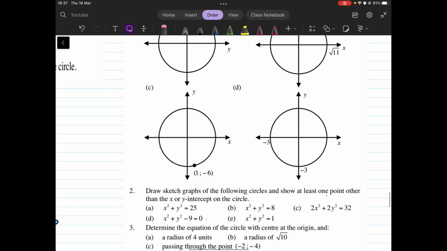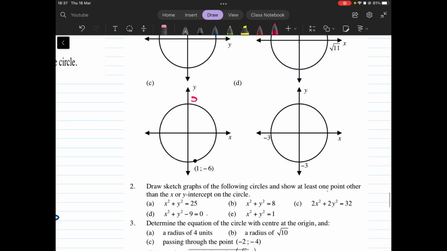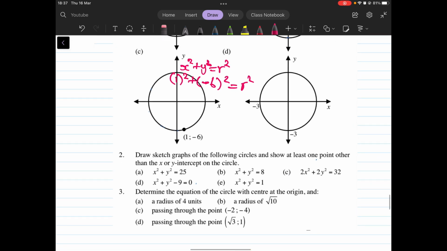C, what is happening? Again, we're just given one point there, and the center is still at the origin, so the standard equation still remains x squared plus y squared equals to r squared. Then substituting that point, we have 1 as the x, we square that, and the y is negative 6, then we square that, then we just write that r squared like that. 1 squared plus negative 6 squared.